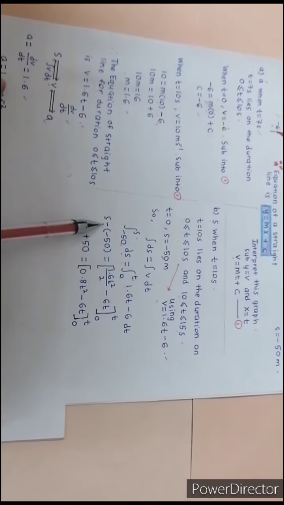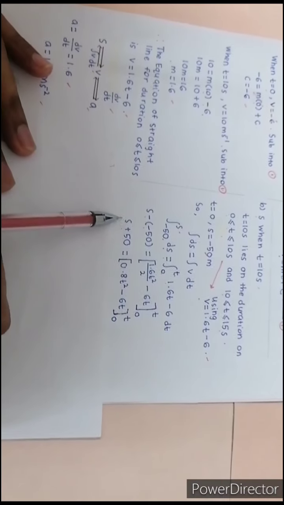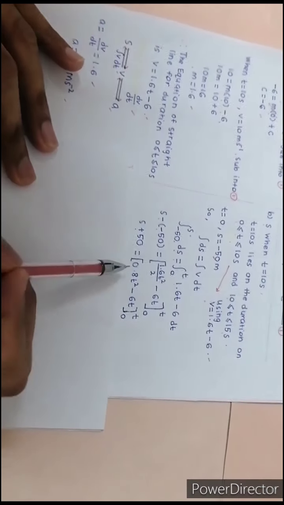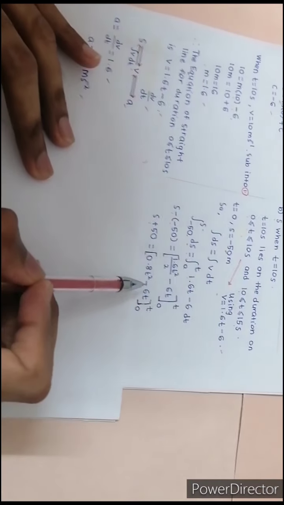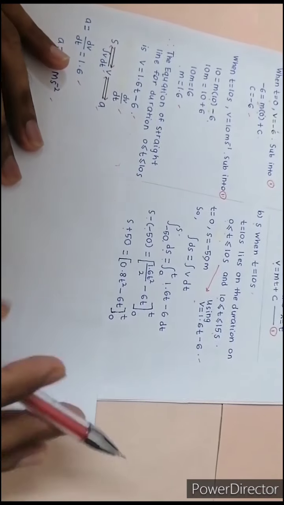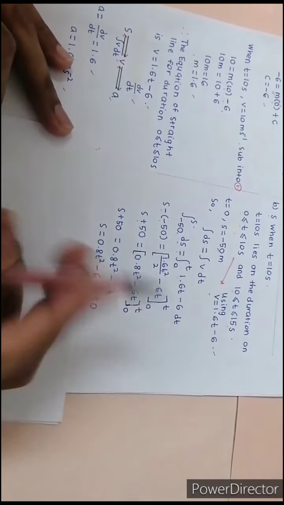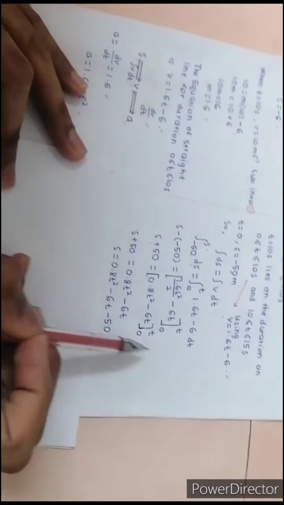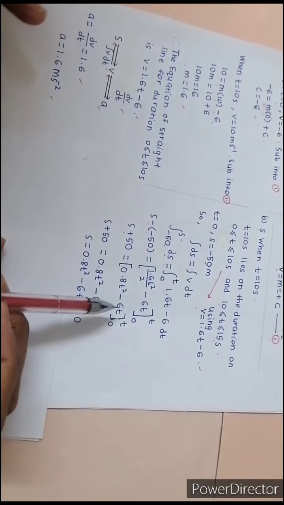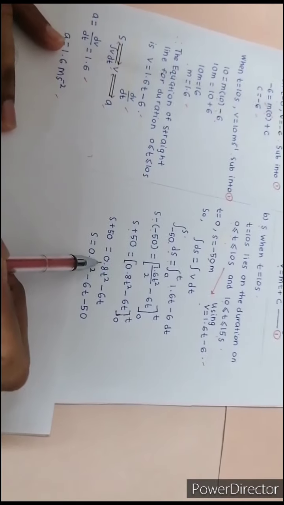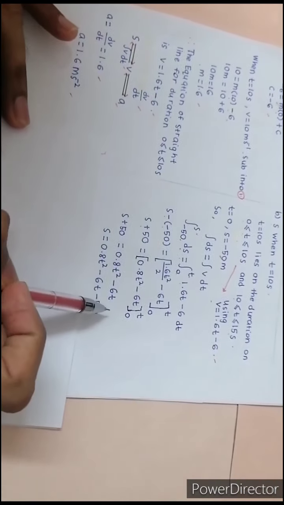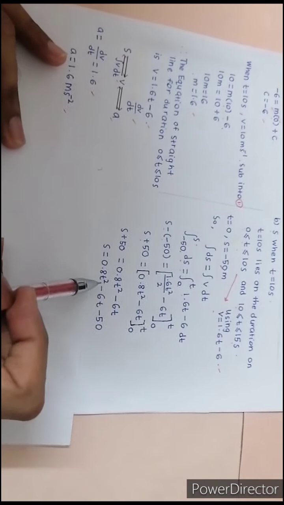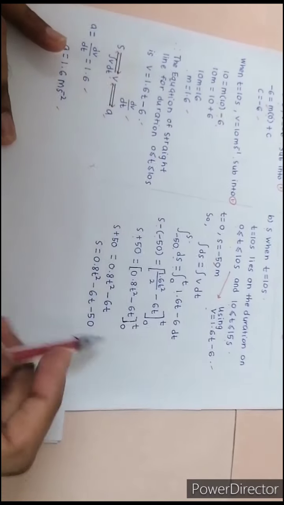Then negative becomes positive, so s plus 50 equals, when we simplify the fraction, 0.8t squared minus 6t, with the limit 0 to t. After we substitute t minus 0, we get 0.8t squared minus 6t. Therefore the equation will be s equals 0.8t squared minus 6t minus 50.